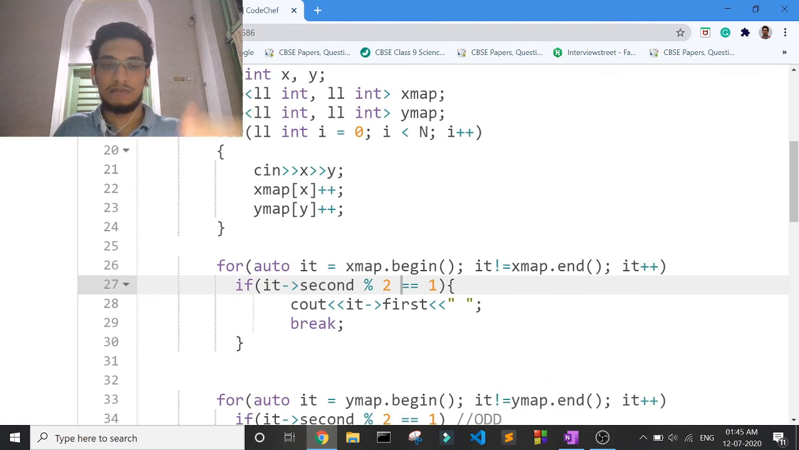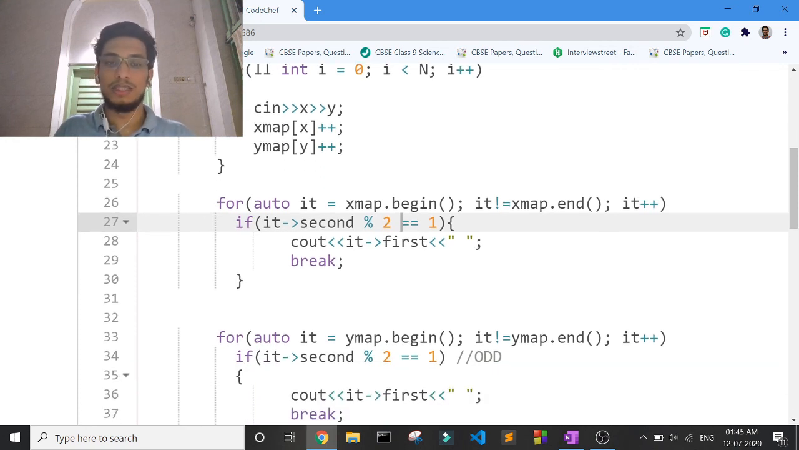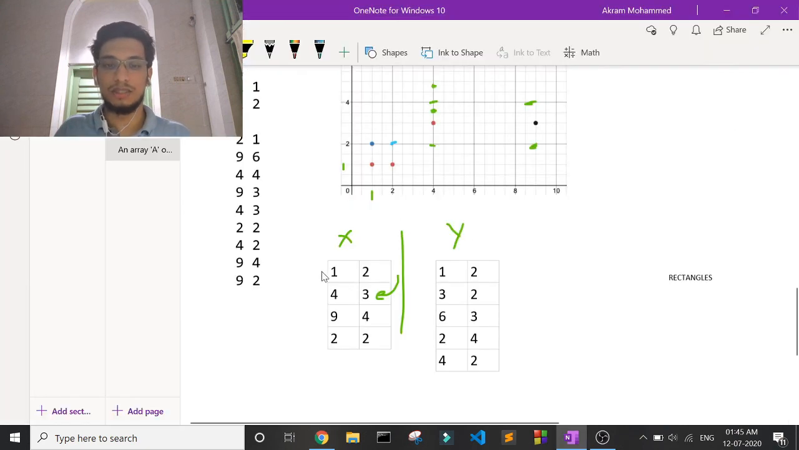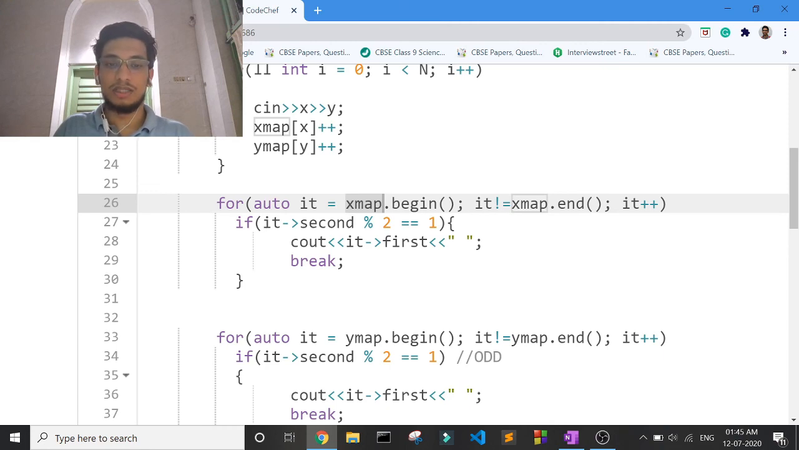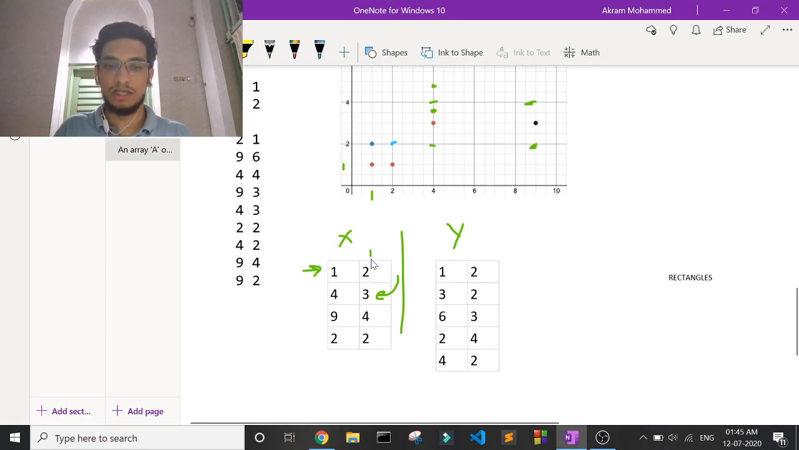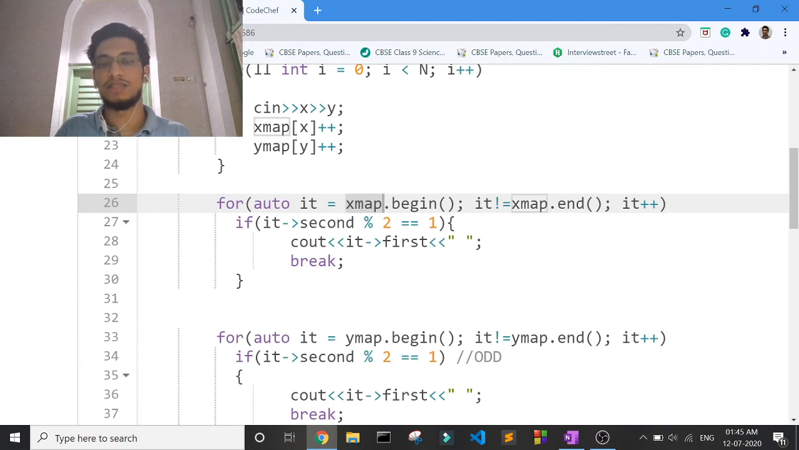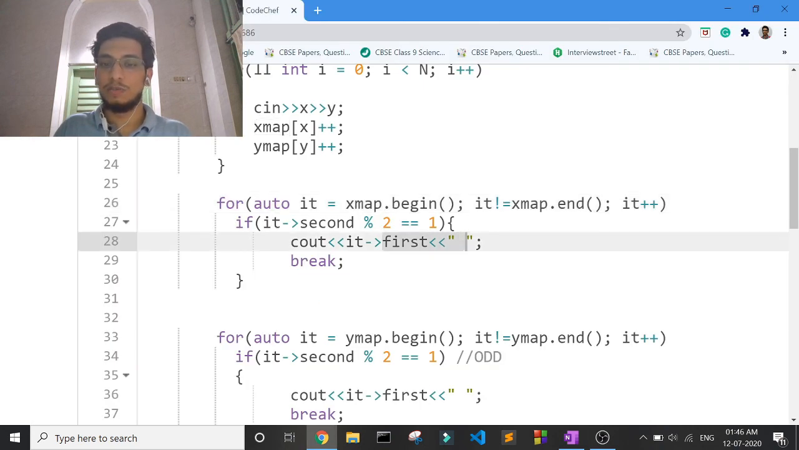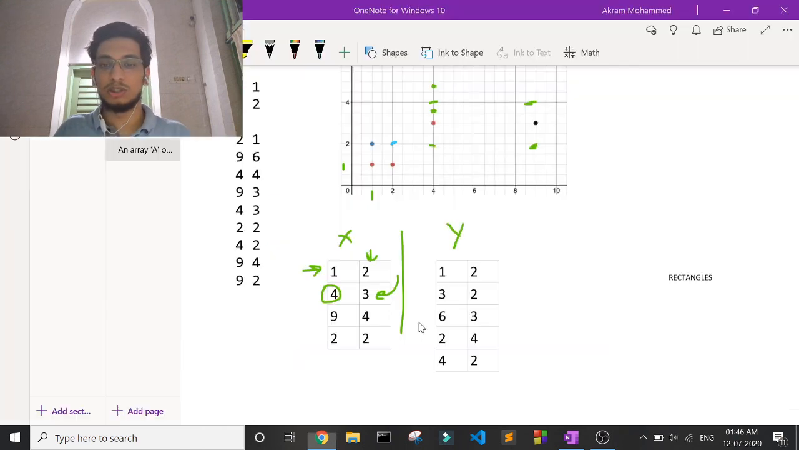And then after we get all of the values into our map, we have another for loop which is going to iterate through the x map. From x map dot begin, it's going to go through the map, and it's going to look at the iterator's second, all these values in this column, and see if there's a number which is odd. And if we find a number which is odd, then that's going to be the guy who we have to print. So this is the first. We're going to print that, and we're going to break, because just 1 point is missing. So as soon as we find something which is odd, we're just going to break.